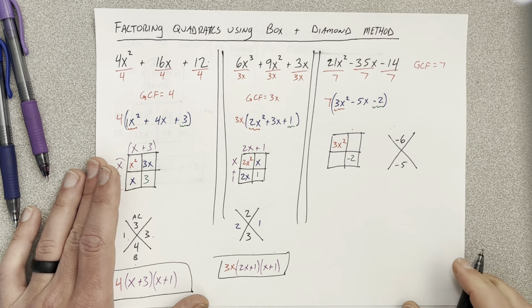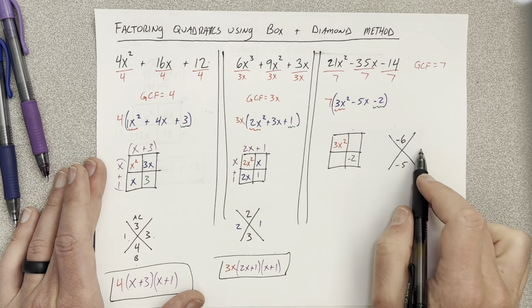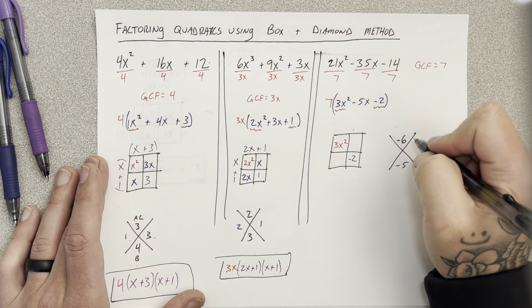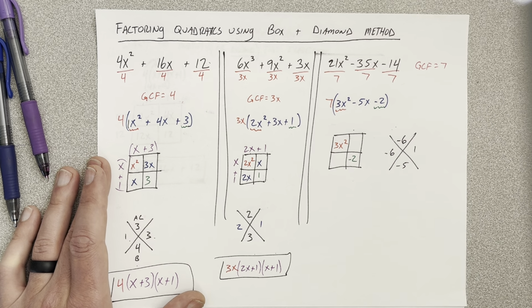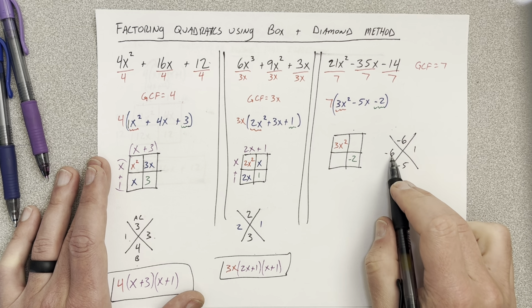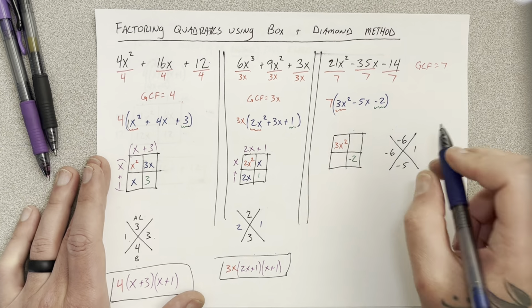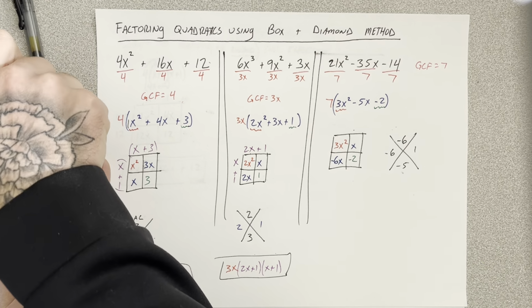Now this one, it's funny the way it all worked out. We're not always going to have a 1 as one of our side numbers, but this one, again, coincidentally does. This one ends up being negative 6 and 1. The reason why negative 6 and 1 work here is because negative 6 times 1 is negative 6, and negative 6 plus 1 is negative 5. So we'll go x here and negative 6x here.